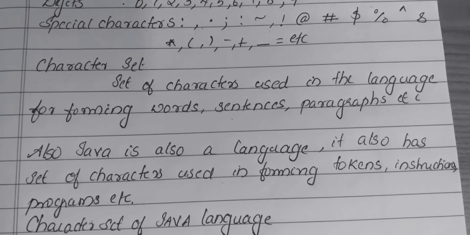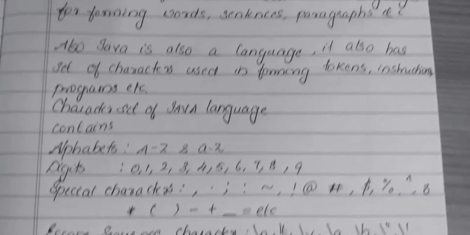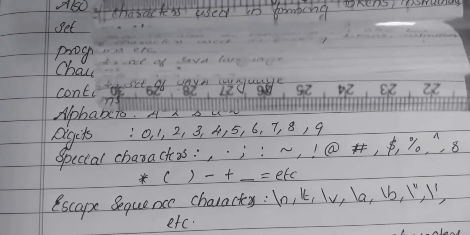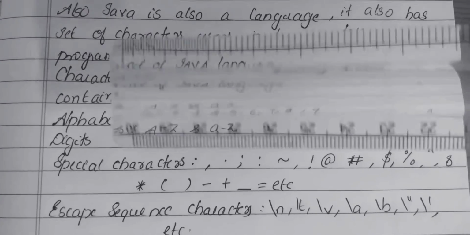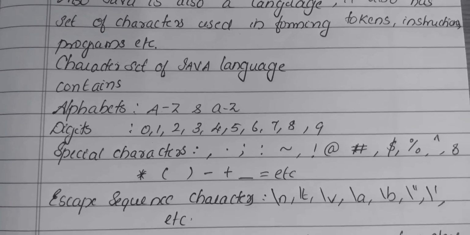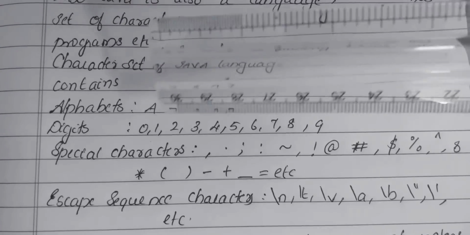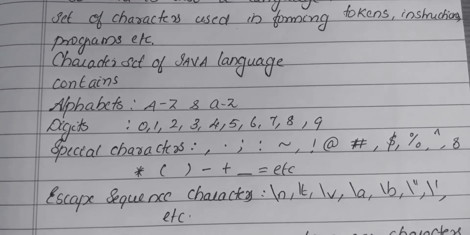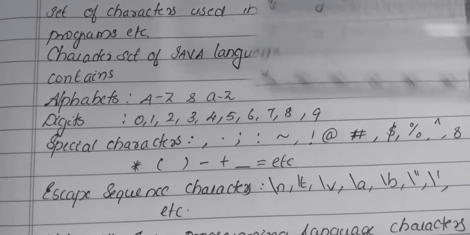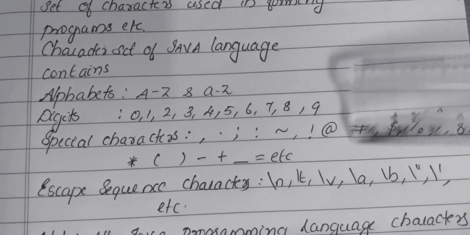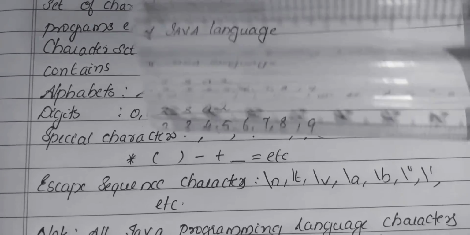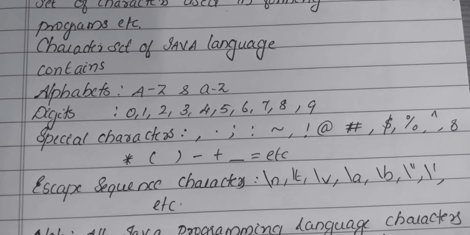So which character set do we use in the Java language? Our Java language consists of alphabets, digits, special characters, and escape sequence characters. The alphabets range from capital A to Z and small letter a to z. Digits consist of 0 to 9. By using these digits, we form all types of numbers in our number system, isn't it? There are several types of special characters.